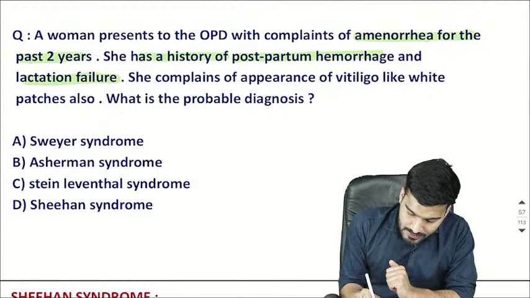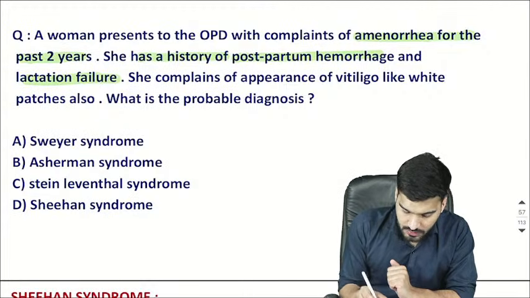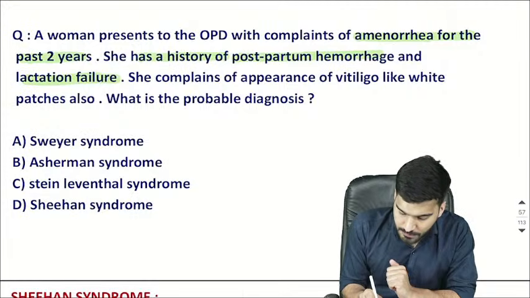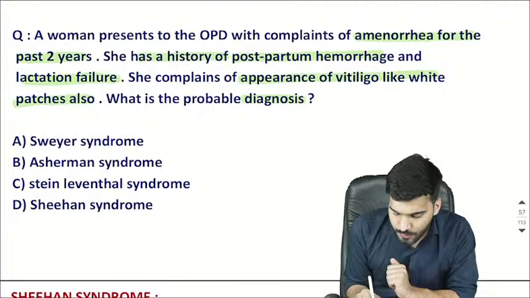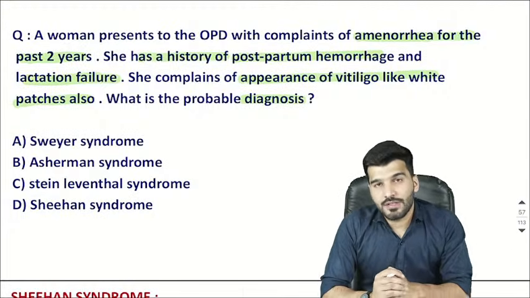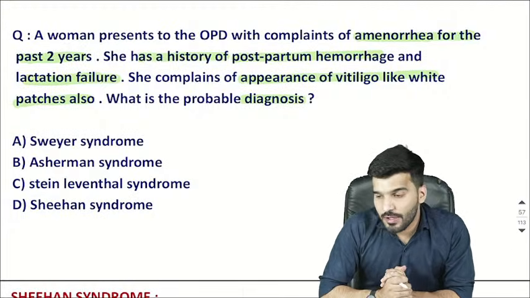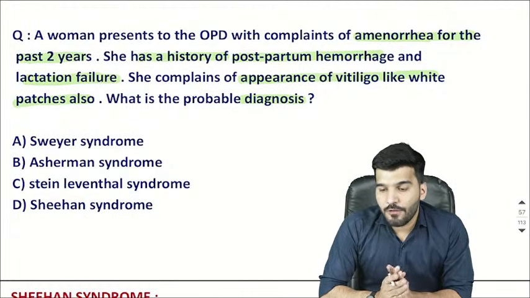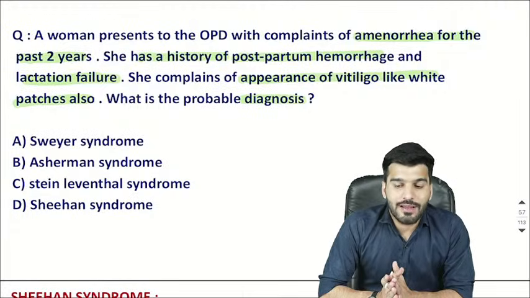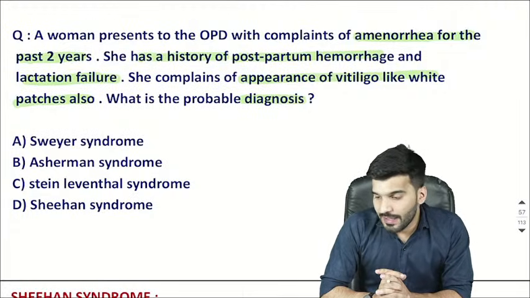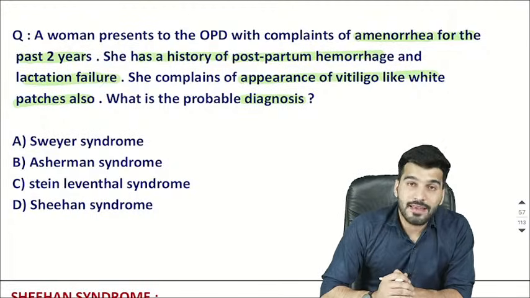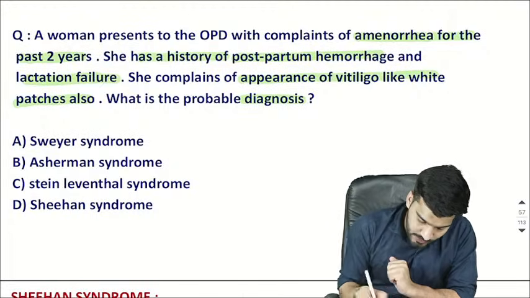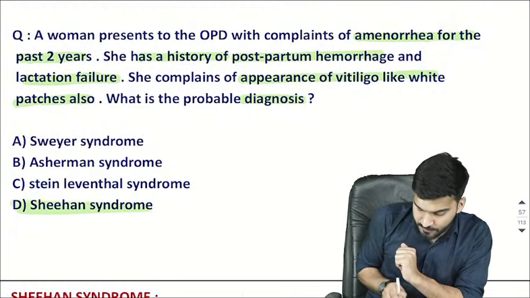Now, sir, she's complaining of the lactation failure and she's complaining of appearance of vitiligo-like white patches also. What is your probable diagnosis? She had a history of postpartum hemorrhage and now she's complaining of lactation failure as well as this appearance of vitiligo-like patches. So what is your likely diagnosis? Write down in the chat box. Very good. Sir, it is going to be the case of Sheehan syndrome.